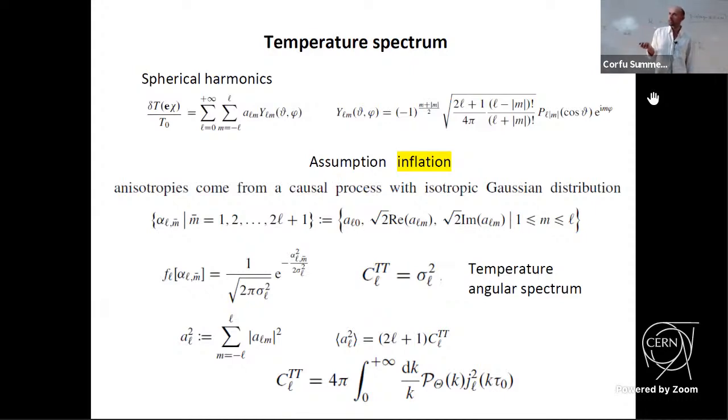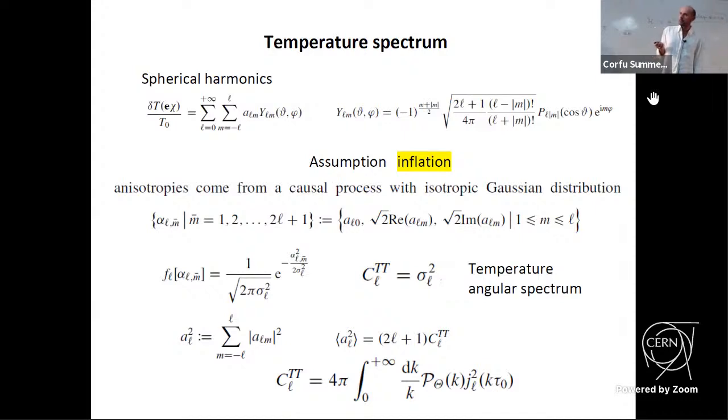The assumption is that the temperature anisotropies come from a causal process with an isotropic Gaussian distribution. What does it mean? It means that the real and imaginary parts of these coefficients are independent, and up to some unimportant numerical factors, they follow a Gaussian distribution, where the spread is the temperature angular spectrum, which is denoted as C_l.